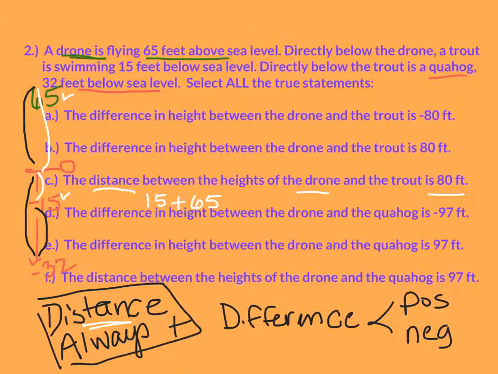So that's 15 plus 65, which is equal to 80. Because remember, 15 plus 5 is 20, and then 20 plus 60 more is, of course, going to give us 80. So the distance between the heights of the drone and the trout is 80 feet. And I'm looking to select all of the true statements. So that means that C is going to be the first of our true statements. So I'm just going to highlight that for now.